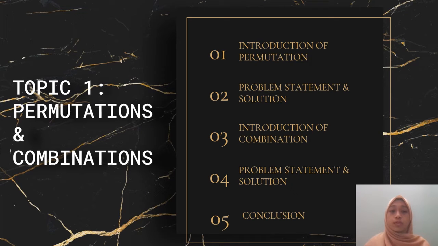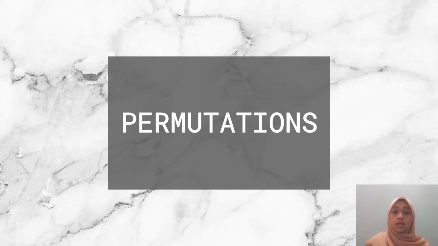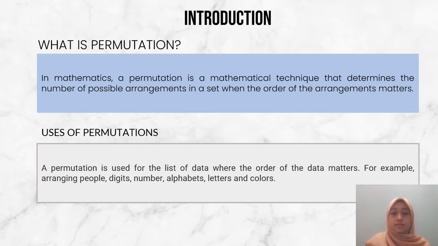So let's start with permutations and combinations. There are 5 contents that we are going to cover. The first is introduction of permutation, problem statement and solution, introduction of combination, problem statement and solution, and lastly, conclusion. Let's start with permutations.